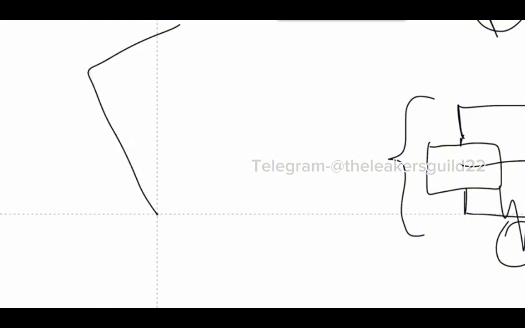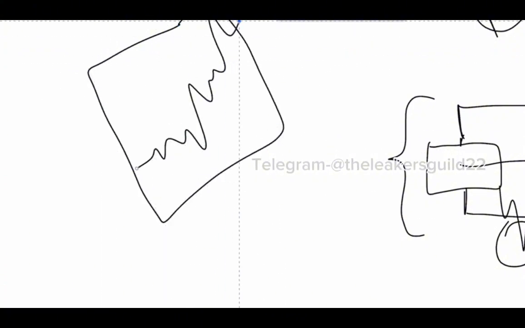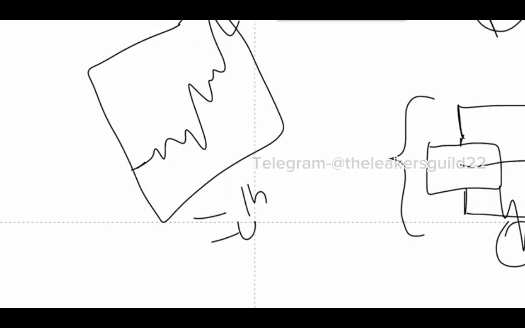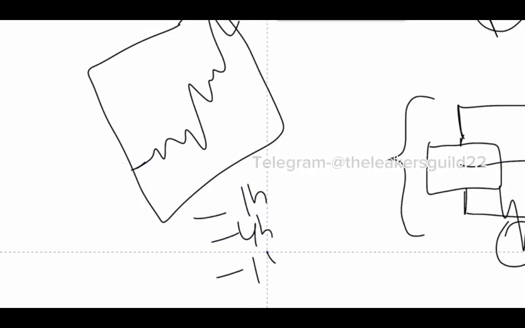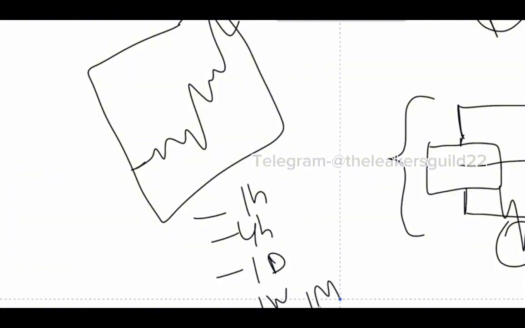You're trying to trade the range of a specific candle, right? This could be a 1 hour range. This could be a 4 hour range. This could be a 1 day range. This could be a 1 week range. This could be a month range. You're trying to choose one candle and trade its range, all right?